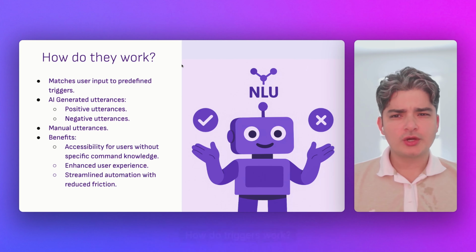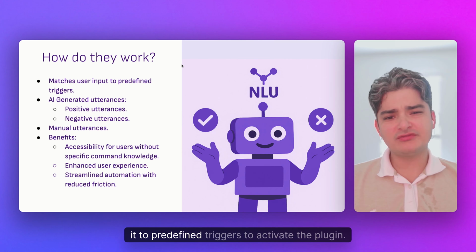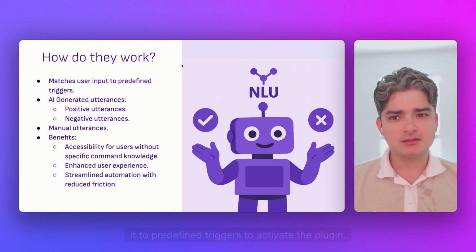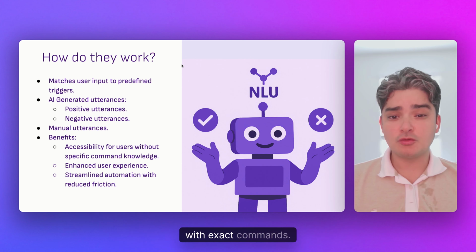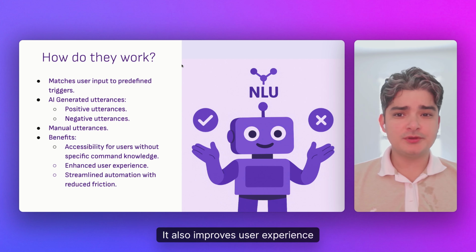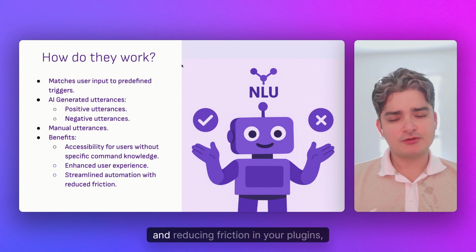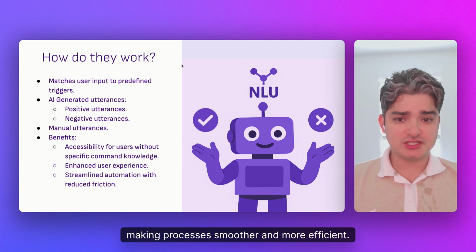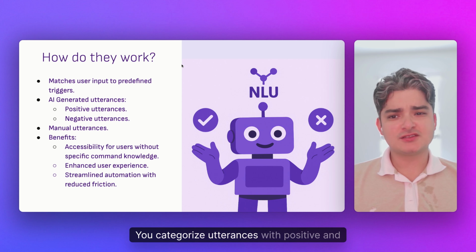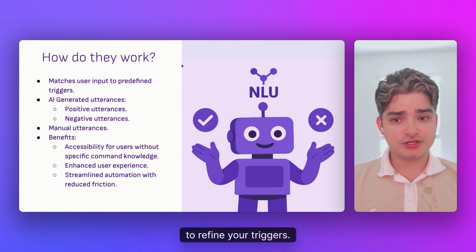How do triggers work? The AI assistant analyzes user input and matches it to predefined triggers to activate the plugin. This makes plugins accessible, even for users unfamiliar with exact commands. It also improves user experience by enabling natural conversational interactions and reducing friction in your plugins, making processes smoother and more efficient. You categorize utterances with positive and negative examples generated by the AI to refine your triggers.